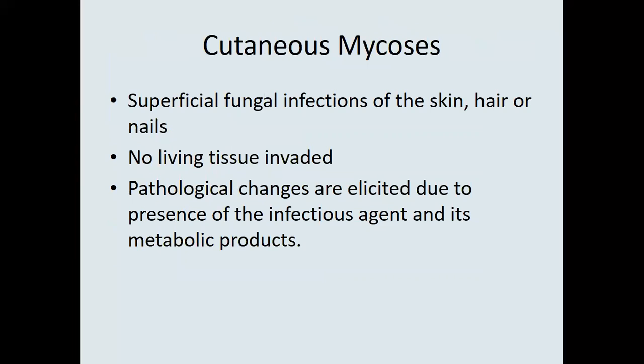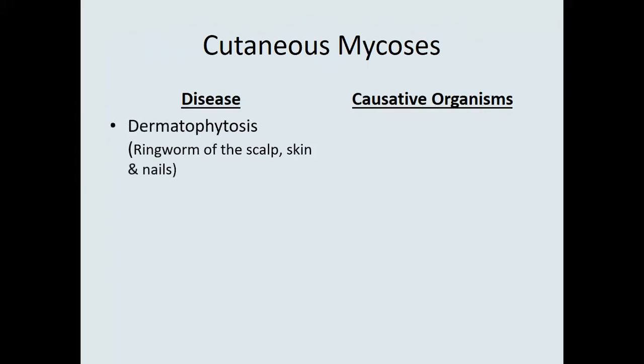So let's look at these. The cutaneous mycoses are fairly superficial. Tissue is not invaded. We think a lot about this one, dermatophytosis, the ringworm infections. They don't start in the bloodstream. That's how they spread, the systemic ones.